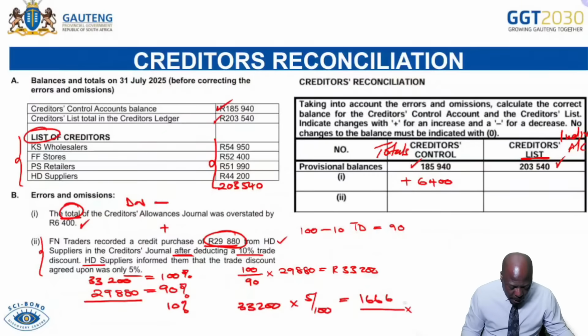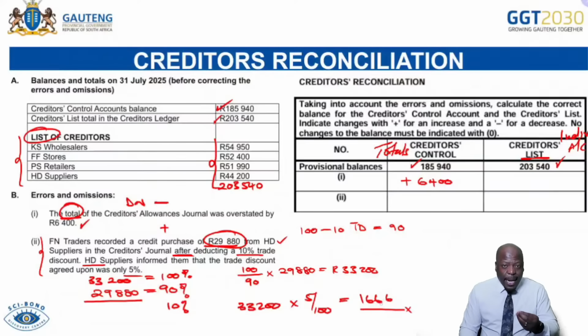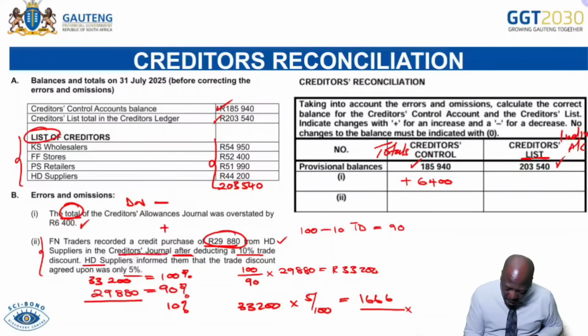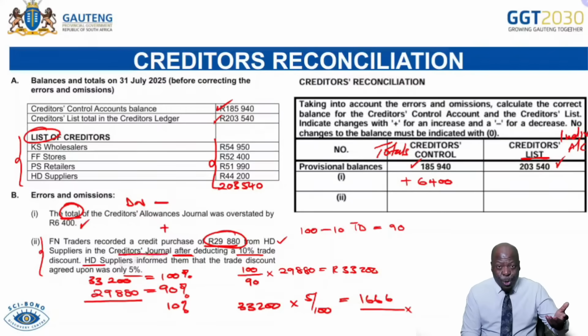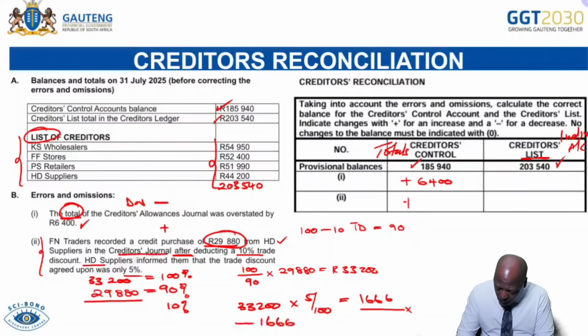So the problem that we have here is an error that was committed in the original entry. When we recorded this credit purchase, we already recorded it with a wrong amount. That means the amount that went into the journal, which we then posted to the control, had an error. The error was we overstated a discount. We subtracted 1,666 too much. To correct that, we add it back, 1,666. And we don't correct it only in the control, because this was an error of original entry.